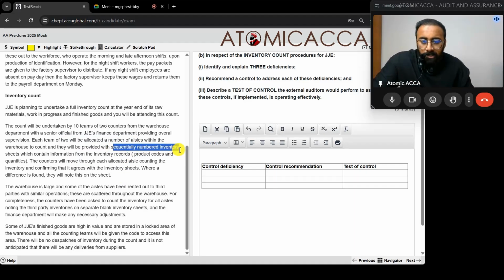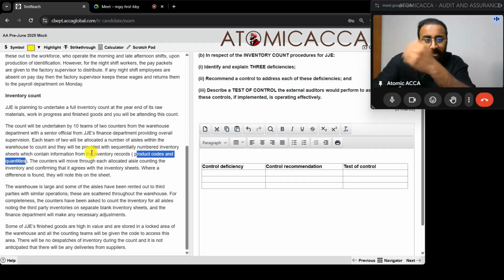Then it's given sequentially numbered inventory sheets which contain information from the inventory records, which has product code and the quantity. Now you can see this as a positive thing, you can see this as a negative thing also. Inventory record means some records are already there, with the product details and quantity. If the same thing is there in the inventory sheet, on a positive note you can say that when they are counting and they write beside these records how much is the quantity, some differences can be found out and you can review that. But on another note, we are giving control deficiency, so we have to look at the negative side. What could be the negative side of this?